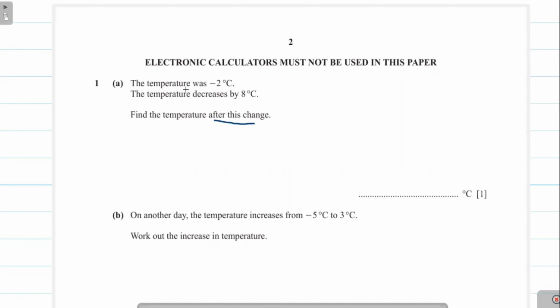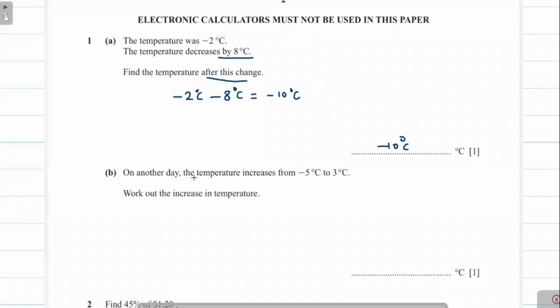Now you see here, the initial temperature was -2 centigrade. Now this temperature decreases 8 centigrade. It means we take the value -8 centigrade. Now the final temperature becomes -10 centigrade after this change. Now this is the answer.